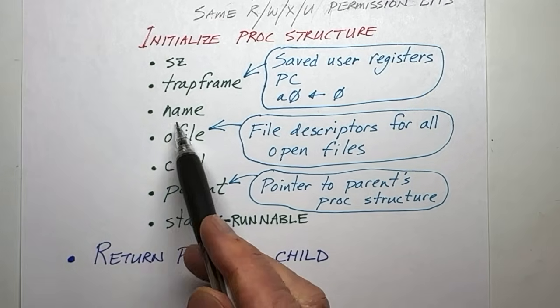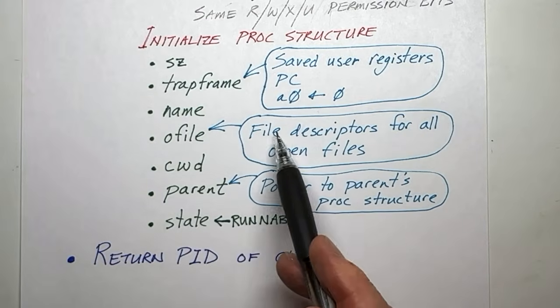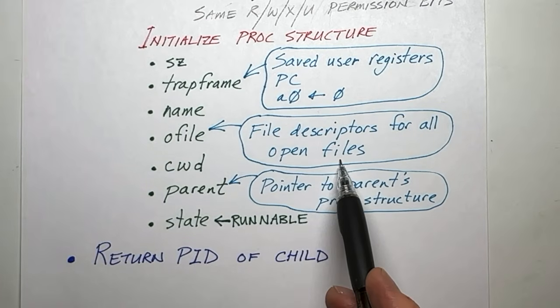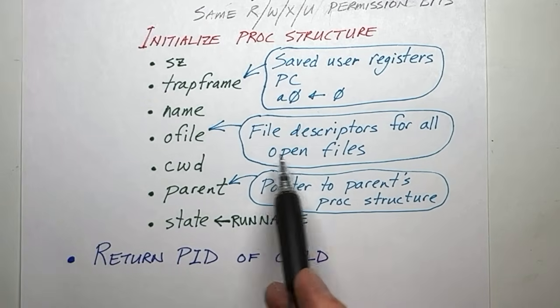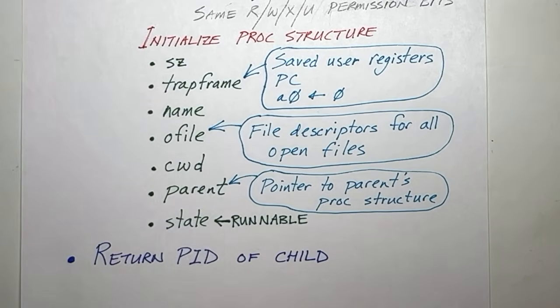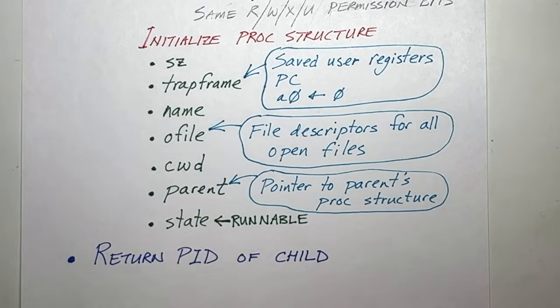Each process has a name, and we copy the name field, so the child process will be given the same name as the parent process. And each process also has a number of open files, and we copy all the file descriptors for the open files in the parent process into the child process, so that any file that was open in the parent process will also be open in the child process. And we also copy the current working directory, so that the child will be in the same directory.